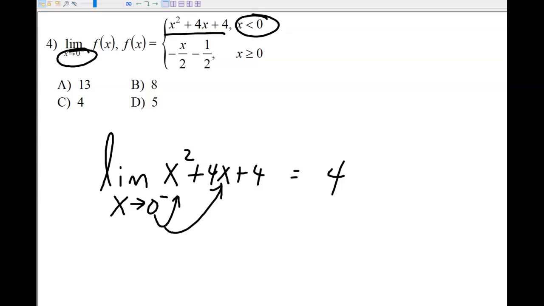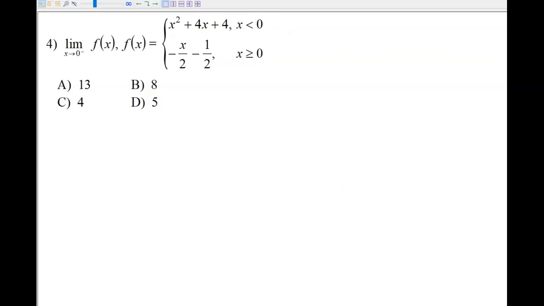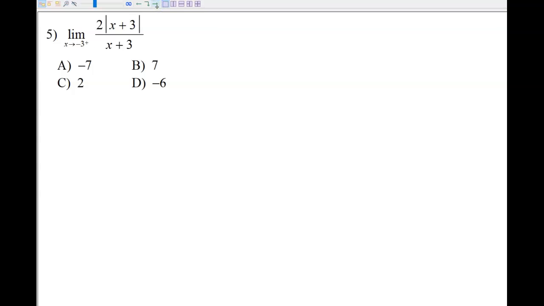Okay? So the only thing that's different about that one is the fact that you have to know which piece of the piecewise function to use based on whether you're approaching from the left or right. And that will help you with your number 3. Let's go ahead and take a look at number 6.